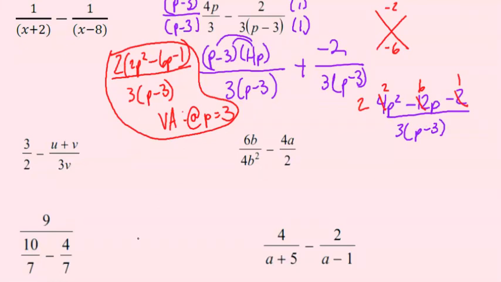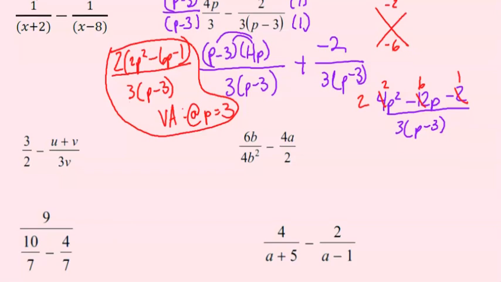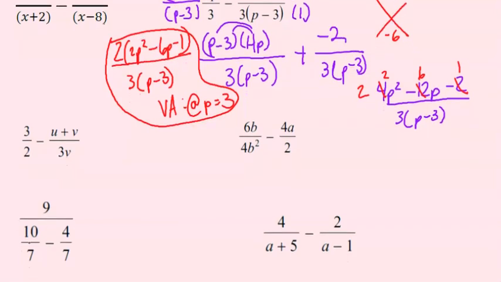Let's look at another one. So we have 9 over 10 over 7 minus 4 over 7. This is a complex fraction. So what we want to do first is combine these two. They already have the same denominators. So we have 9 over 10 minus 4 over 7. Well, 10 minus 4 is 6, so we have 6 over 7.